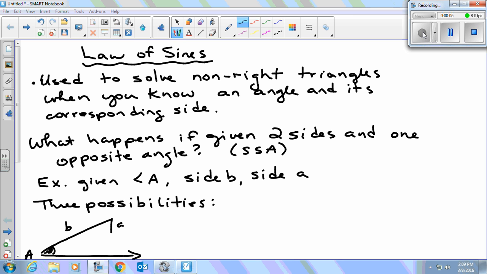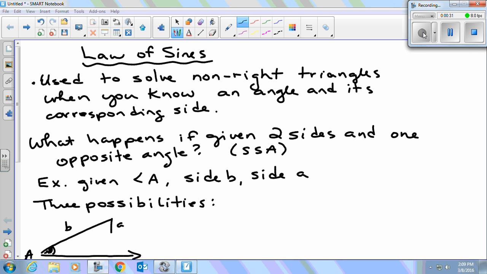In this video, we're going to continue working with the law of sines. Previously, you practiced using the law of sines to solve non-right triangles when you know an angle and its corresponding or opposite side. In the cases that you've done so far, you always knew two angles and one side. So we're going to look at what happens now if you're given two sides and one opposite angle.